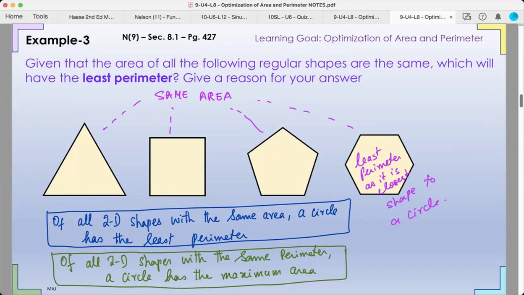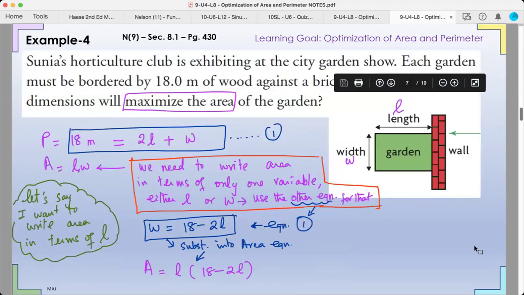And then I compare the areas of all the shapes. The one with the maximum area will be the one that is a circle, or the one that's closest to a circle, right? So that's that one. Next question is, we did this question in class.